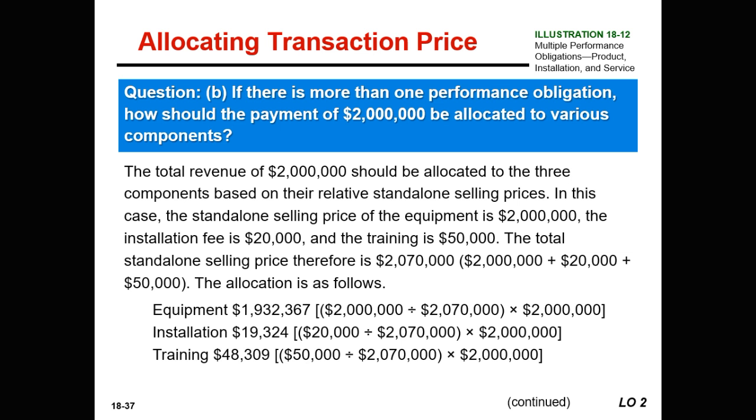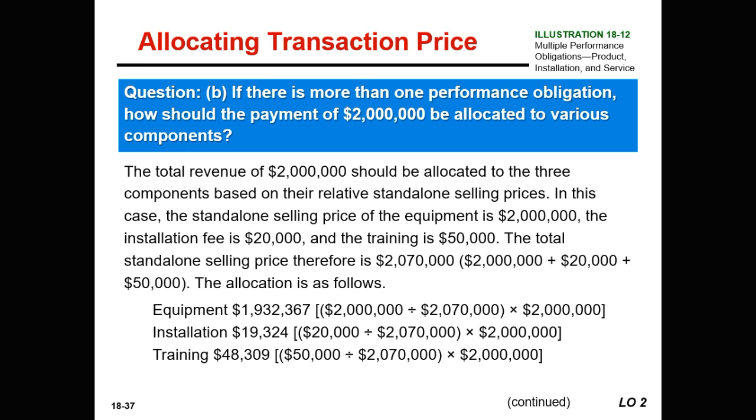We then take the installation's $20,000 standalone price, divide it into the $2,070,000 to get its pro rata share, and we multiply that by the $2 million transaction price to allocate $19,324 to the installation. We then have the $50,000 training standalone price, which we divide into the $2,070,000 to get its pro rata share, and multiply that by the $2 million transaction price to allocate $48,309 to training.